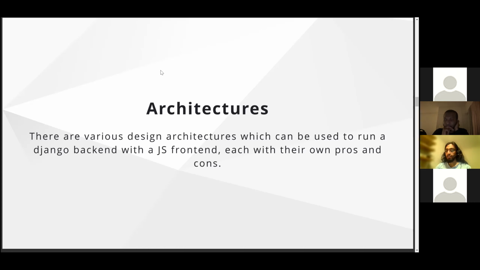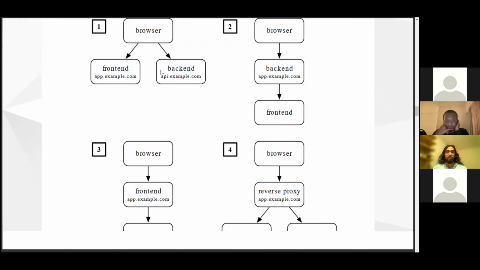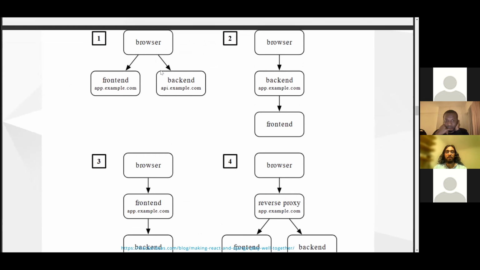So when running a web application, there are, however, various architectures that one needs to consider when designing a web application. This is probably the only hosting portion that we will be looking at today. These are architectures which can be used to run a certain backend and a certain front end. In this case, we'll be using a Django backend with the JavaScript front end, and each of them have their own pros and cons. There's primarily four which I use.